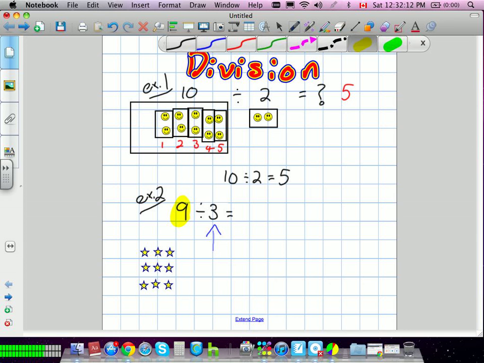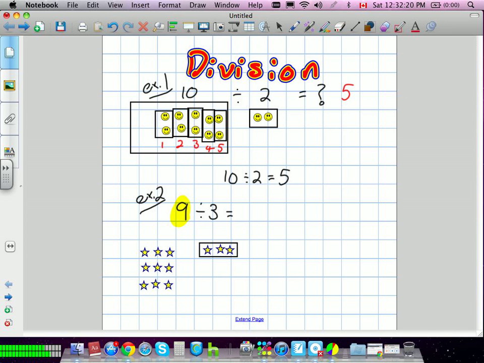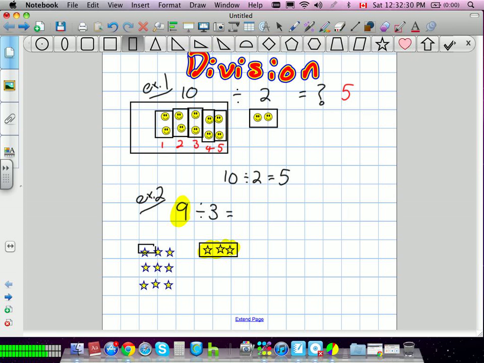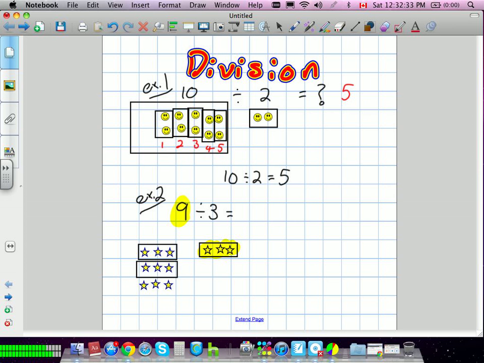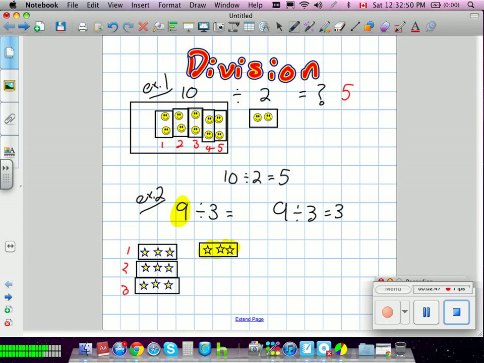We're going to set it up like this. Because 1, this is 2, 3 groups. That's right. So I'm going to circle this group. Division is just like groups. So I need to create groups of 3, so I'm going to circle groups of 3. 1, 2. How many groups of 3 did we make? 3. That's right. So we made 3 groups of 3. So what's our answer? 9 divided by 3 is 3.